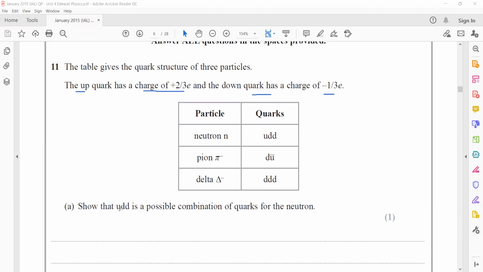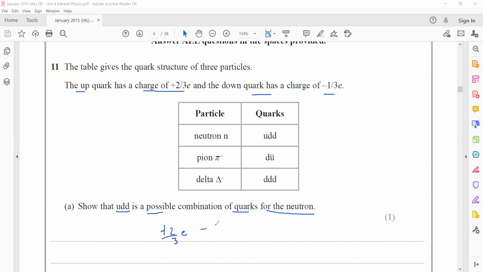Show that up, down, down is a possible combination of quarks for a neutron. So how can you show it's a possible combination? When you find the net charge, for up it is plus 2 by 3, up, down, down is there. So plus 2 by 3, minus 1 by 3, and minus 1 by 3.